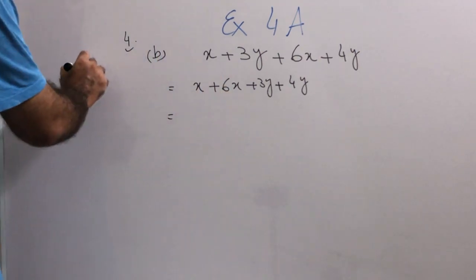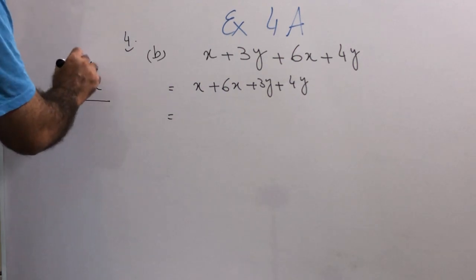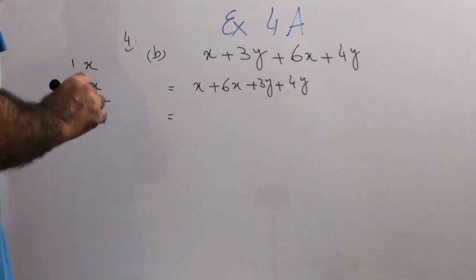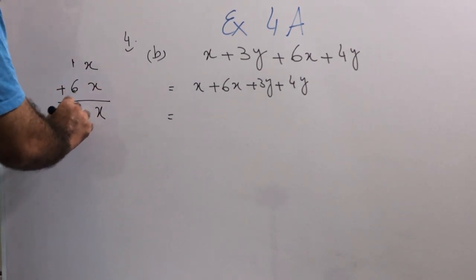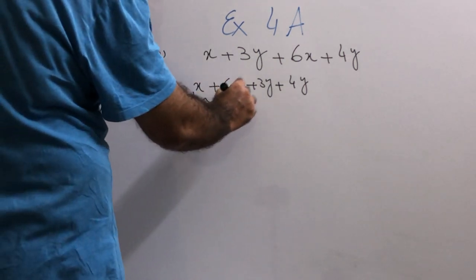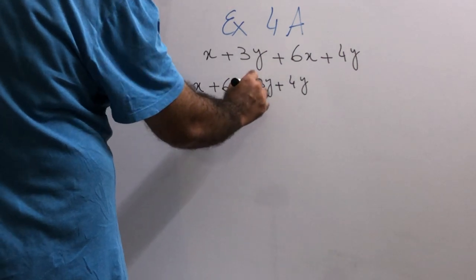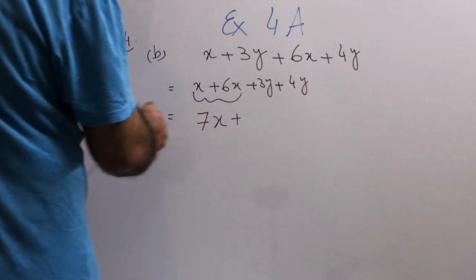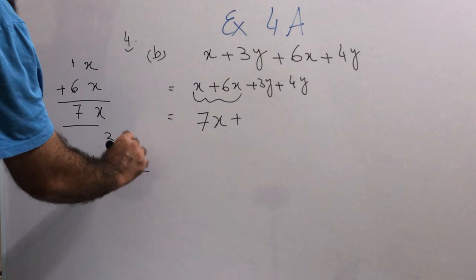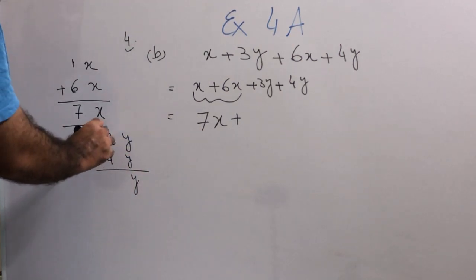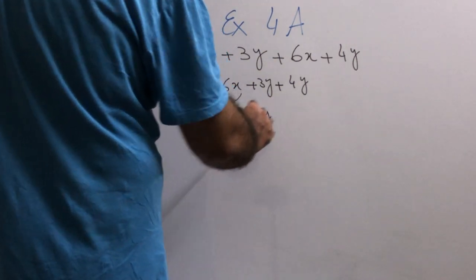Now when we add x with 6x, we know that x has 1, which is understood. So this x we put one time, 6 will be added to 1, it becomes 7x. So x plus 6x is equal to 7x. Then plus sign, 3y plus 4y. Similarly, when we do addition, y comes one time, 3 and 4 will be added, it becomes 7y. So we put 7y.